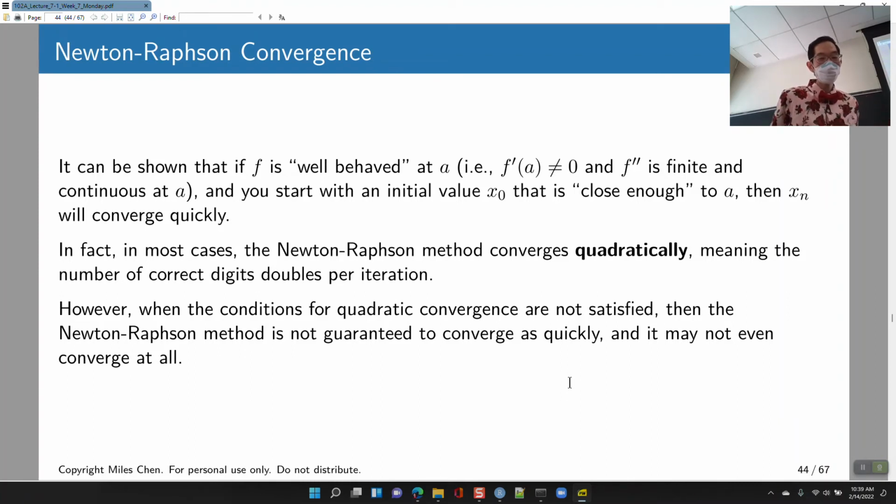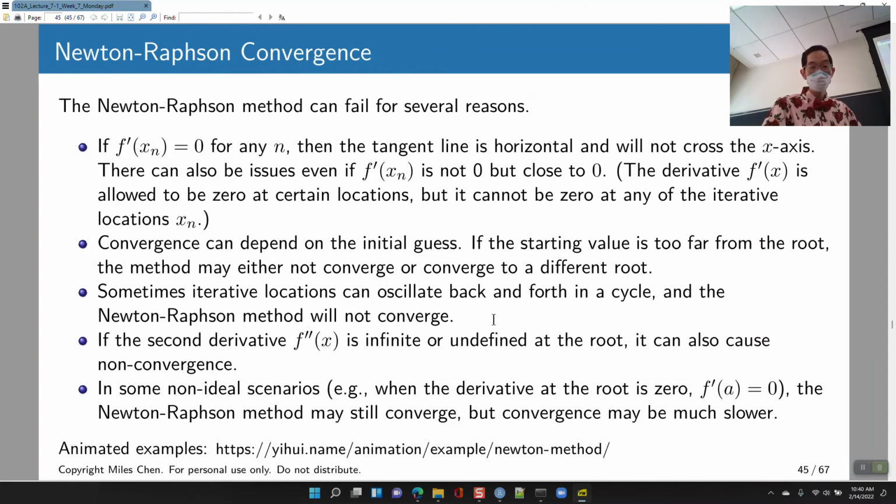It can be shown that if f is well behaved, meaning that the derivative is not equal to 0, and that the second derivative is finite and continuous, and you start at an initial value that is close enough to a, then it will converge quickly, okay? And most of the time it converges quadratically, but these conditions aren't always satisfied, and the Newton-Raphson method is not guaranteed to converge at all, okay? And so these are some reasons why the Newton-Raphson method will fail to converge, and we even have some animations to kind of show this.